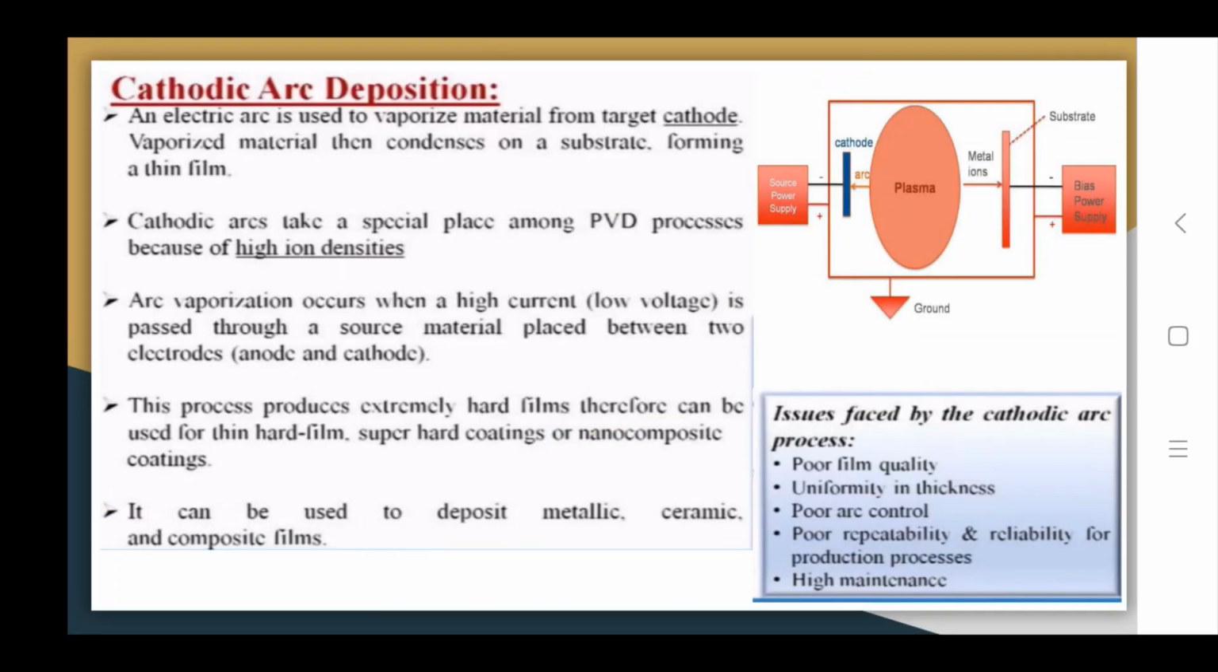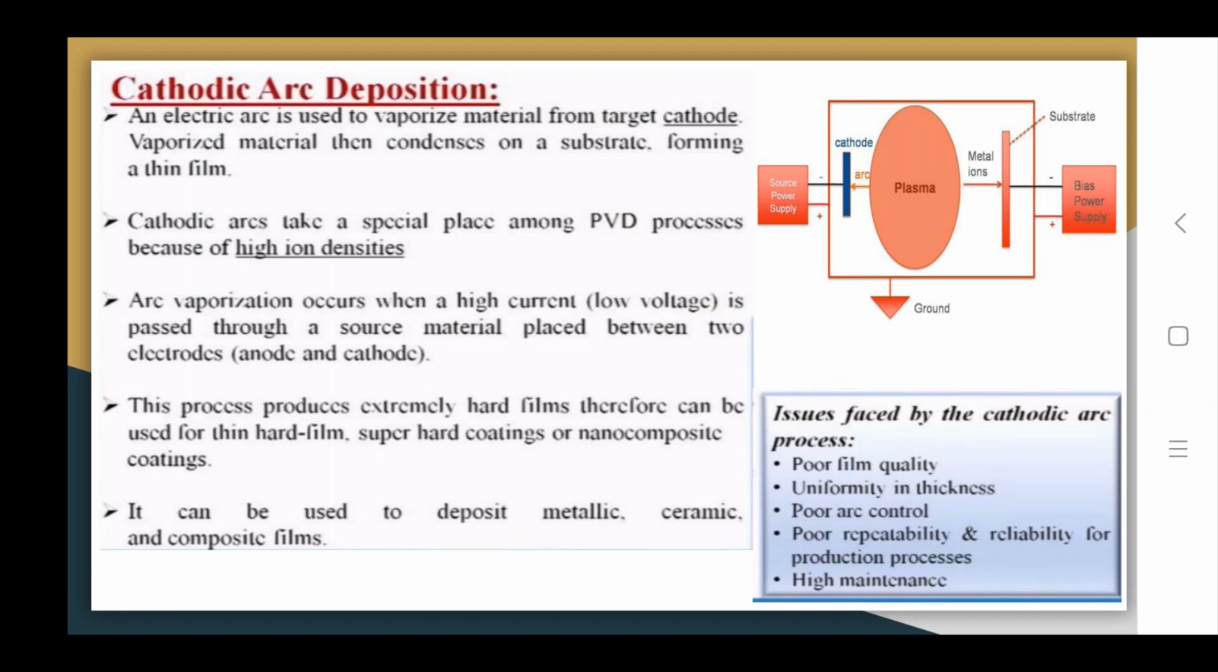Let us discuss the next technique, that is the cathodic arc deposition method. First we have to know what cathodic arc deposition is. An electric arc is used to vaporize the metal from the target cathode. The vaporized metal then condenses on a substrate forming a thin film. So here you are using some cathode material, then we are using the plasma, and the arc goes to the cathode side and the metal ions go to the substrate side. Here you are using some kind of potential difference through a power supply.